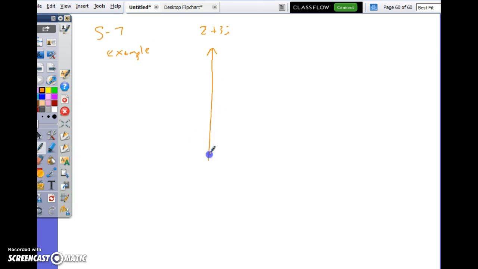So I've got my normal plane. Agreed? And I'm going to graph it. 1, 2, 1, 2, 3. So it's right here. So this is my direction. Wait, which one are you doing? I'm doing the example problem at the very top, which is why I said 2 plus 3i. You with me so far? Yeah. Good? Everybody good? No problem.